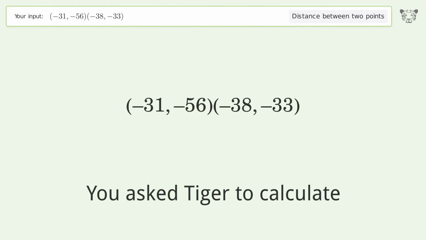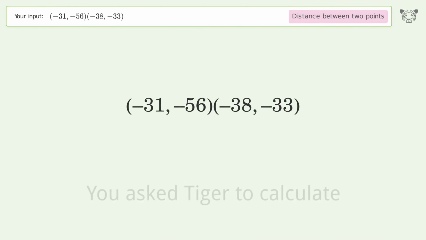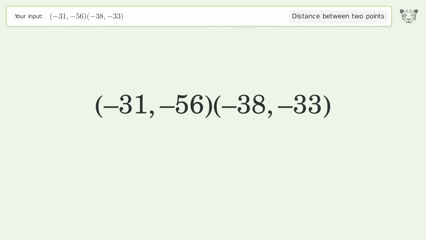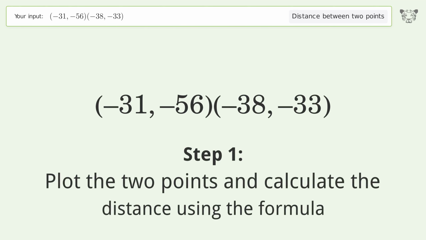You ask Tiger to calculate. This deals with the distance between 2 points. The distance between the 2 points is the square root of 578, or 24.042. Let's solve it step by step. Plot the 2 points and calculate the distance using the formula.